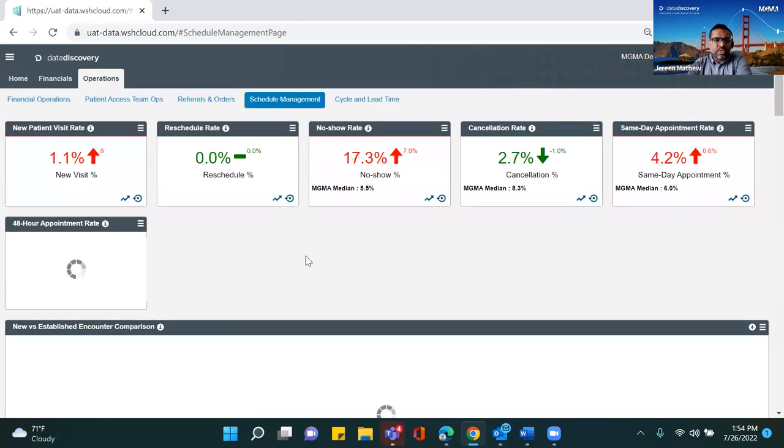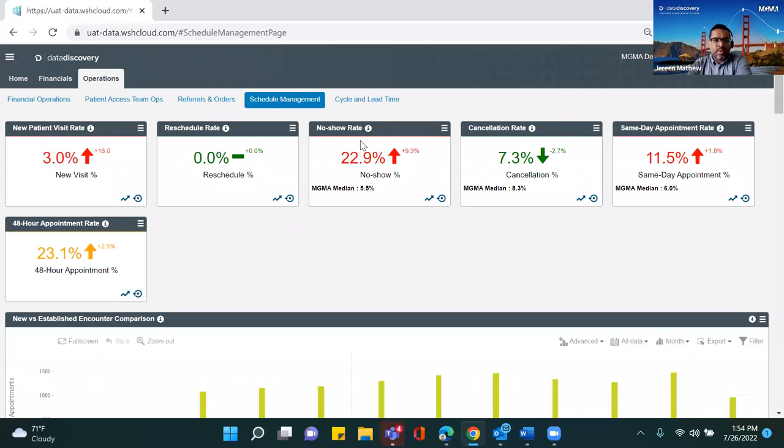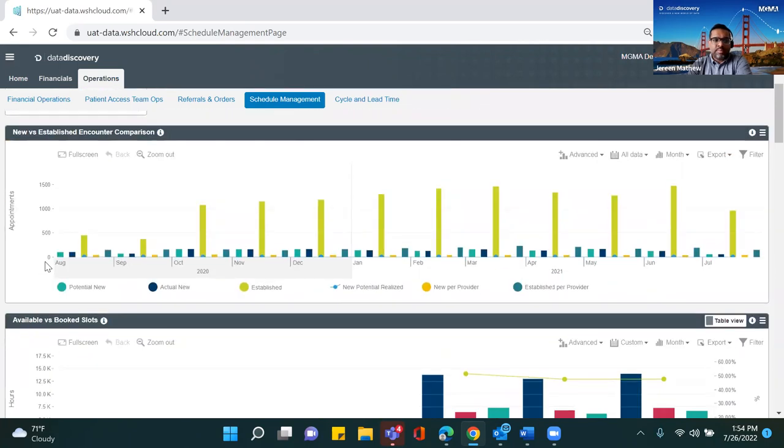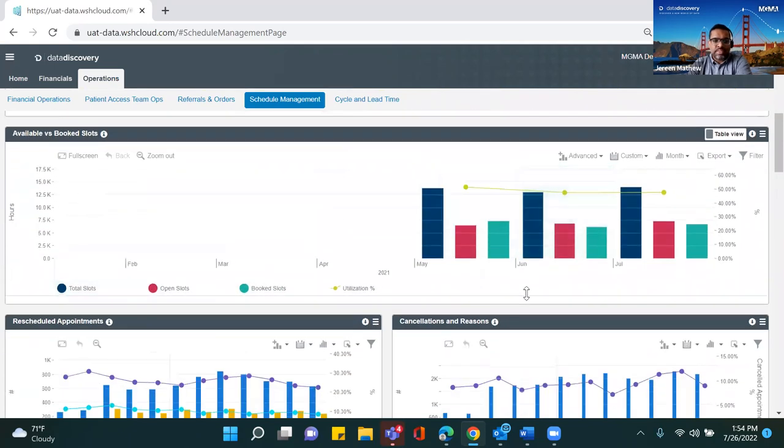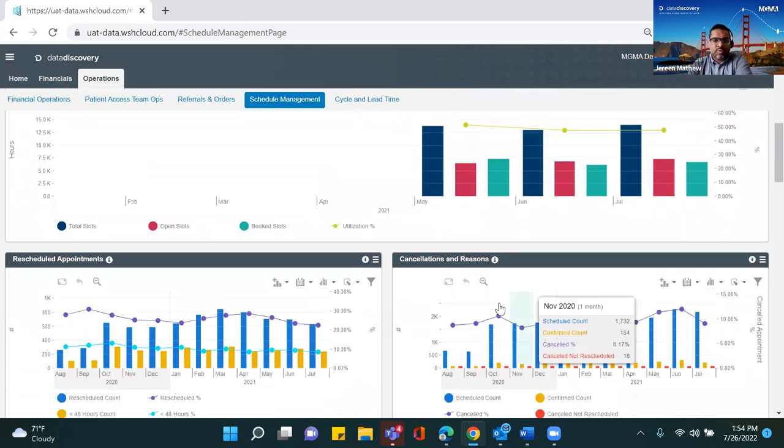On scheduling, we went a little into this earlier when we were talking about no-shows, but overall we look at new patients, rescheduling, cancellation, same-day appointments and the 48-hour appointment rate, and the details behind that. We also look at your booked slots, your utilization of physicians, bookings and time slots. That's important because utilization is the number one problem. If you're not utilizing it, there's revenue that you're losing.